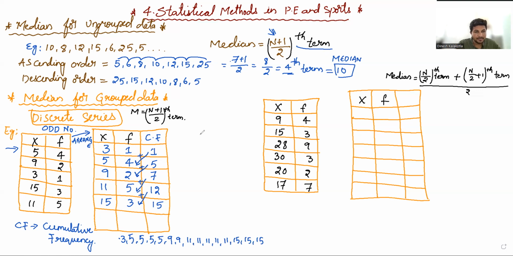Now let us find the median. The median is equal to the (n plus 1) by 2 term, right? So what is n here? 1, 2, 3, 4, 5. So 5 plus 1 by 2, 6 by 2 is equal to 3. Right? So the third term.